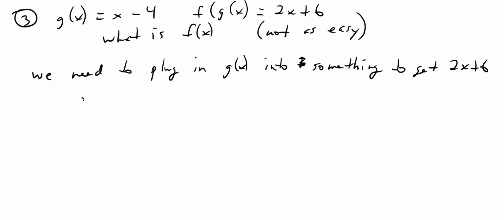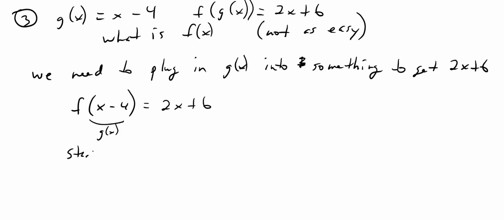So basically, this is what I have. I have f of x minus 4, right? That's like f of g of x, right? This needs a little parenthesis here. Okay, so this is my g of x right here. I need to plug this into something to give me 2x plus 6. So what we're going to do is start with the variable first.